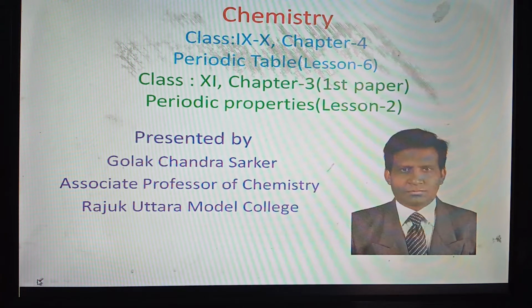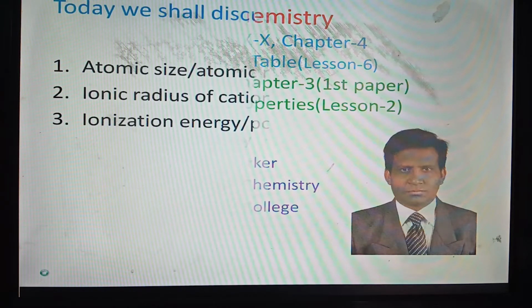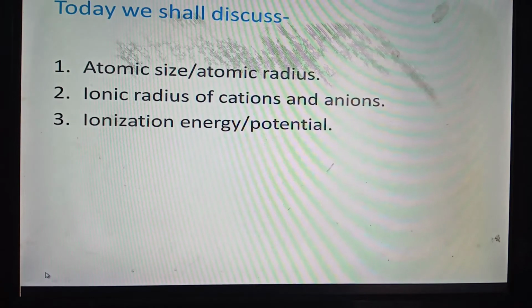Today I shall discuss some periodic properties. It is chapter 4 for 9-10 students and chapter 3 for 11-12 students. The class is equally important for the students from class 9 to 12. Today we shall discuss the following points. Number 1, atomic size. Then number 2, ionic radius of cations and anions. And finally we shall discuss ionization energy or ionization potential.